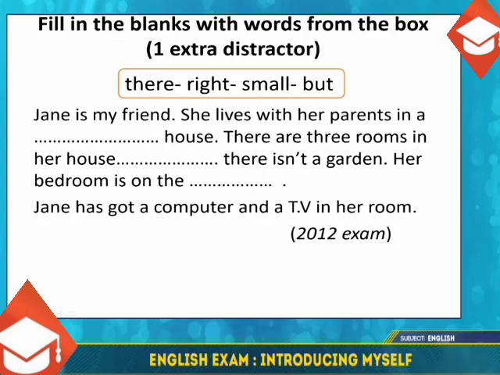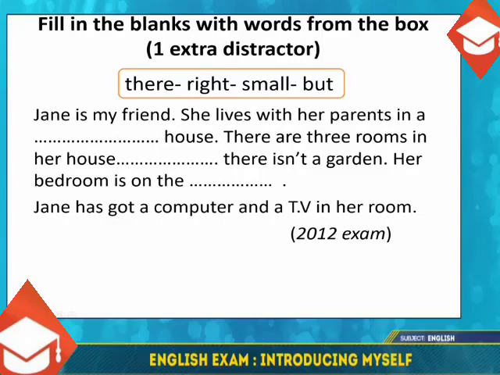Here you have to complete the paragraph with words from the box. So in the box we have the following words: there, right, small, but. But here you have to be careful. There is an extra word. Let's read the paragraph. Jane is my friend. She lives with her parents in a house.